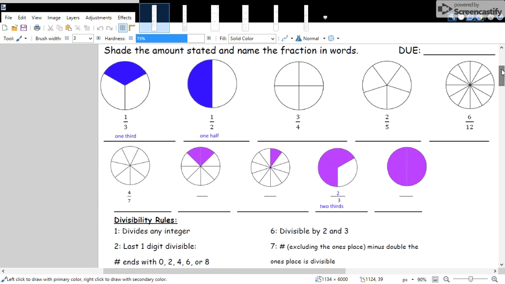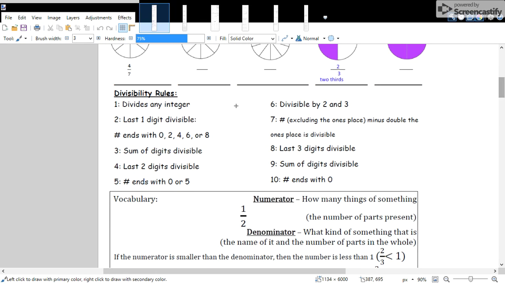When you get to the circles that are already shaded, you'll write in the amount. For example, this one has 2 out of the 3 shaded, so it's 2/3. Here are our divisibility rules. They're used to help reduce fractions.